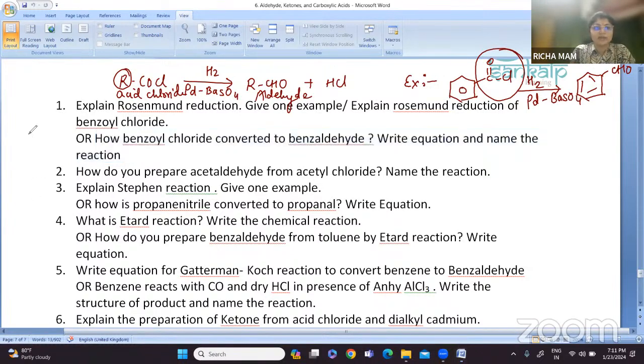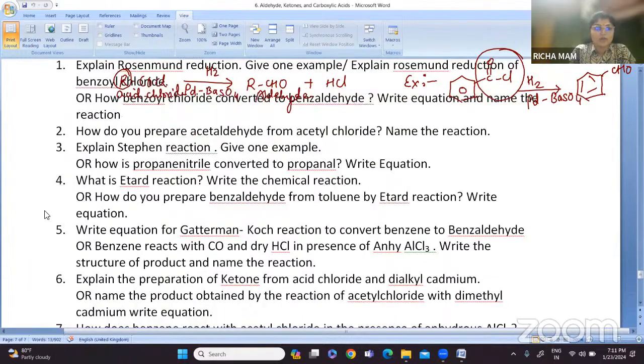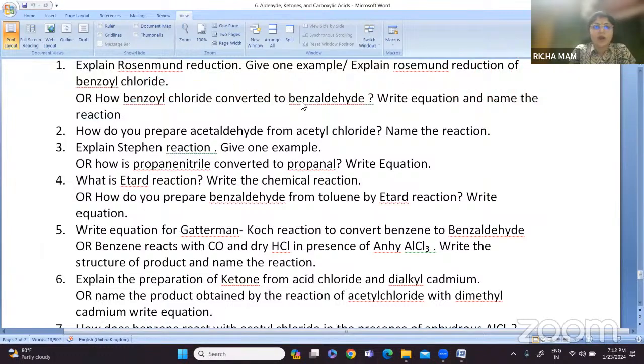Moving further, the next question: how do you prepare acetaldehyde from acetyl chloride? Name the reaction. Can you name the reaction, students? You can use the chat box for answering.